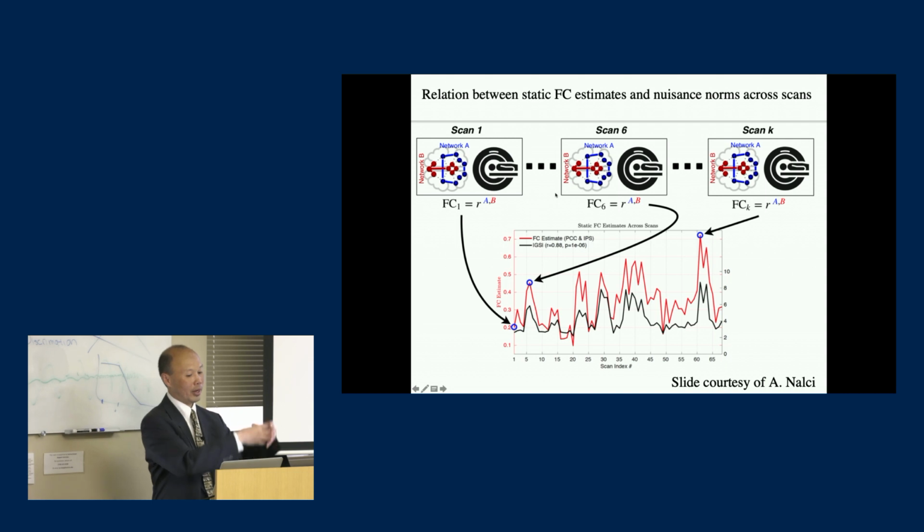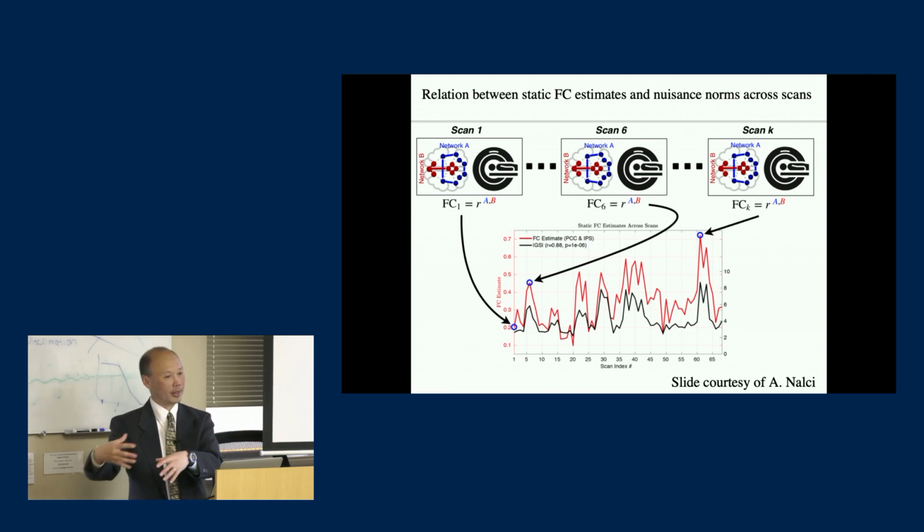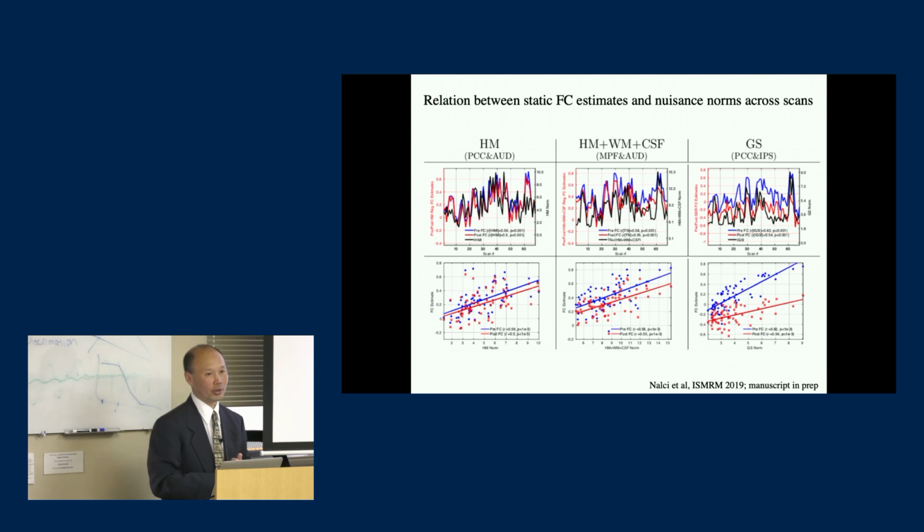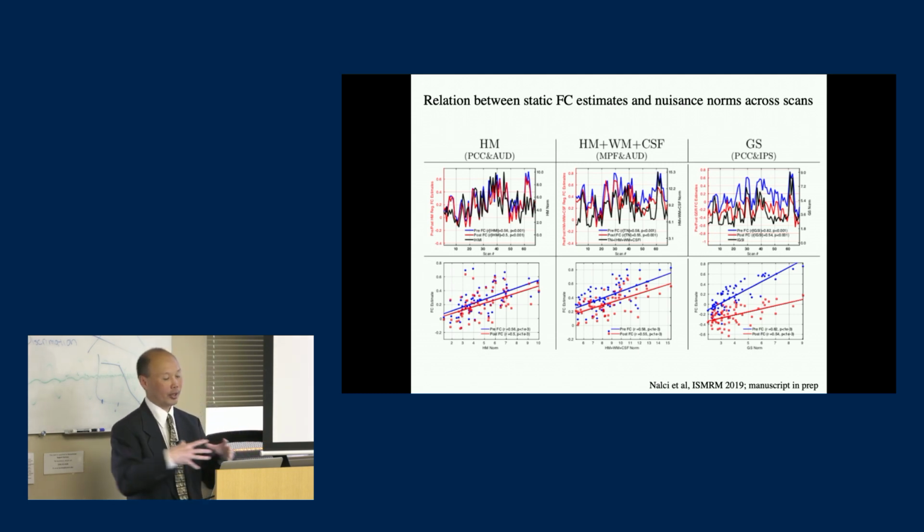The last topic I'm going to talk about is taking the same theory to static FC, where instead of windows, you have scan 1, scan 2, scan 6, scan K, right? Those are just bigger windows. Different subjects, different scans. The same principle applies. You can take the nuisance norm from each scan, and the FC estimate from each scan. You actually get very similar relationships. Okay? So this is just showing that it holds for different regressors, and that even if you do nuisance regression, that relationship still holds. And so even studies that are looking at cross scans are going to have this issue.